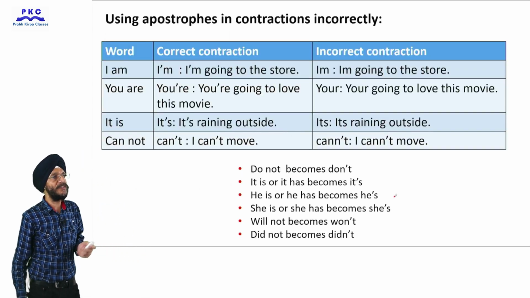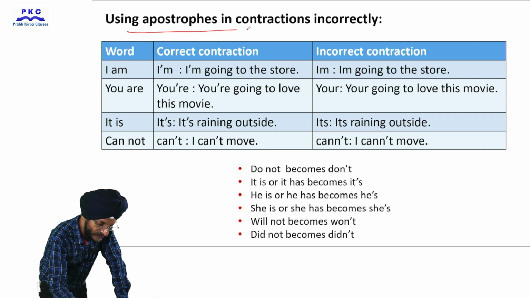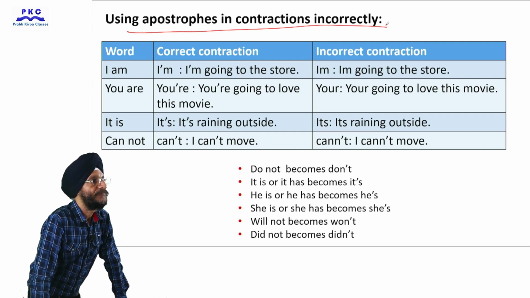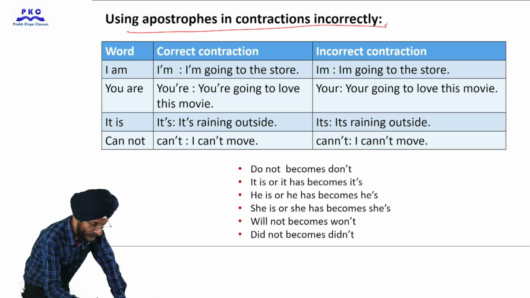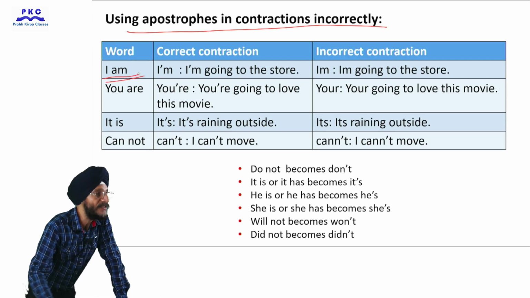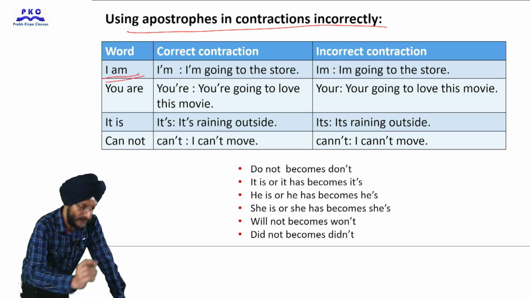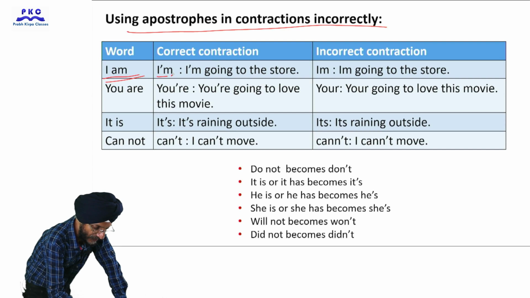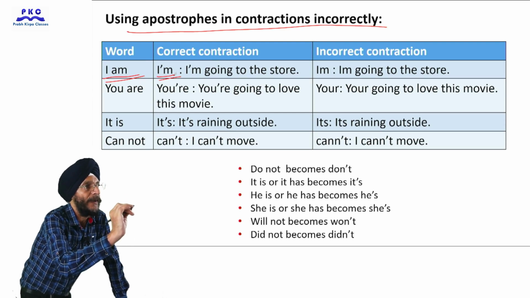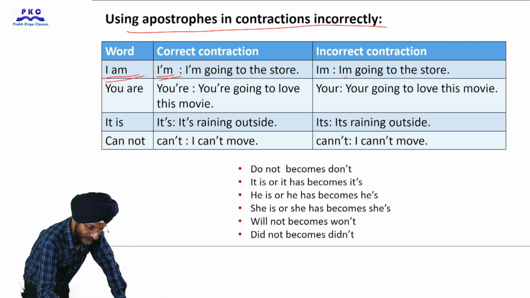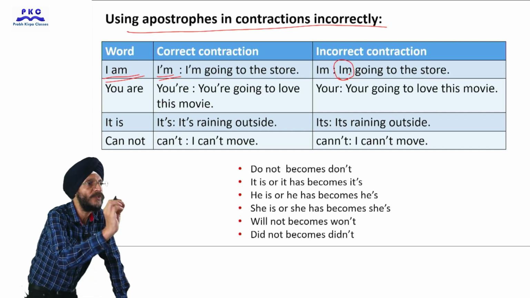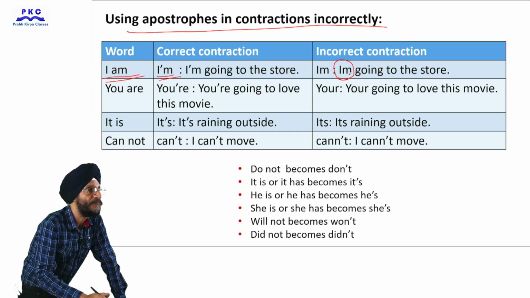Using apostrophes in contractions incorrectly. This is the two words I am. The correct contraction is I'm, I apostrophe m. If we write it as Im without using the apostrophe, it is wrong.